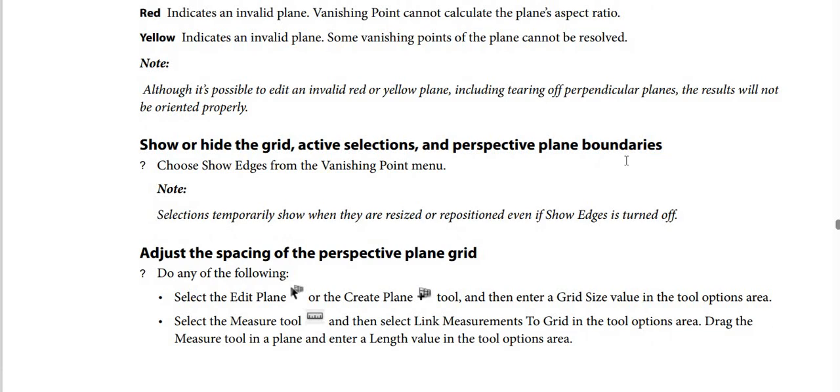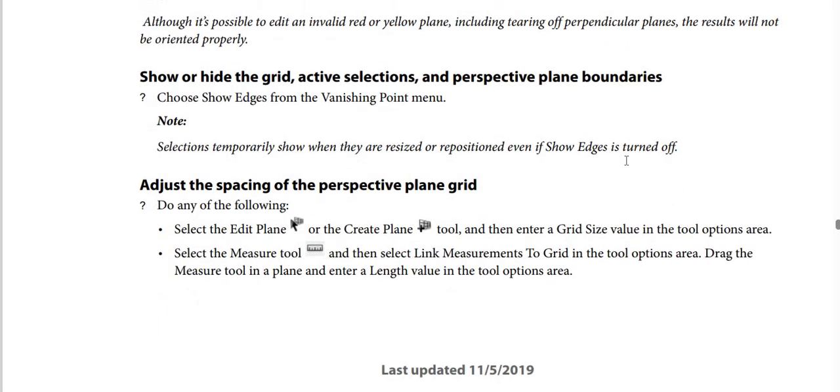How to show or hide the grid and active selections and perspective plane boundaries. You should choose Edges from the Vanishing Point menu first, and note, be careful. Selections temporarily show when they are resized or repositioned, even if Show Edges is turned off.